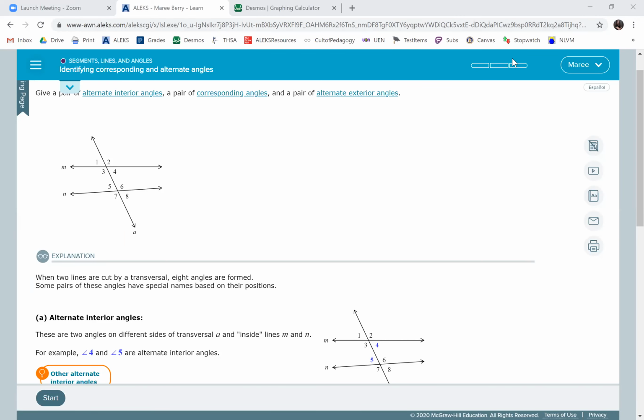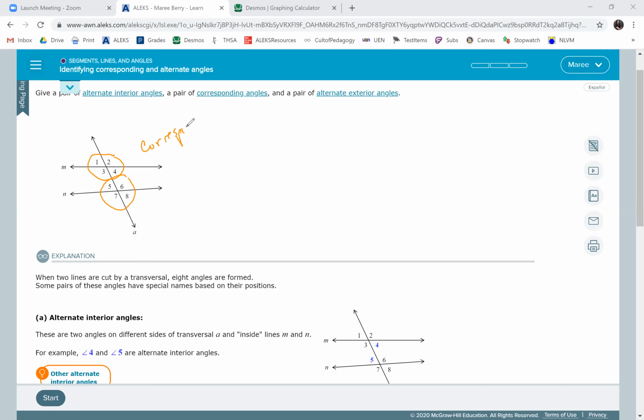On this lesson, we're going to be learning about alternate angles and corresponding angles. I'm going to start with explaining what corresponding angles are. What you want to do is imagine that these four angles are together, okay?